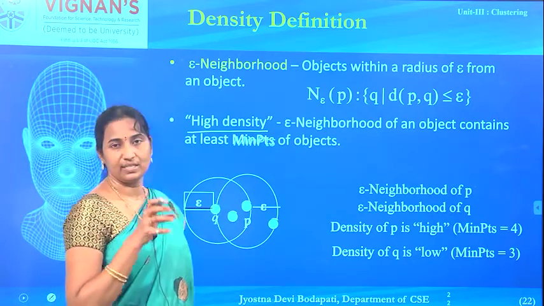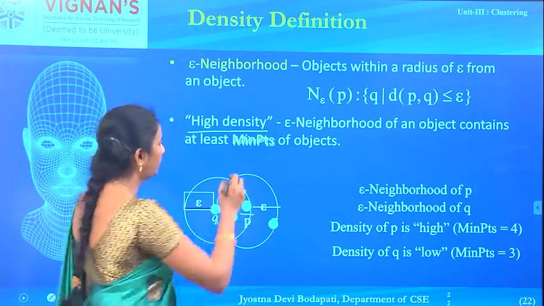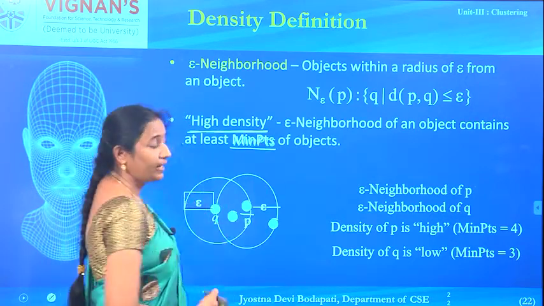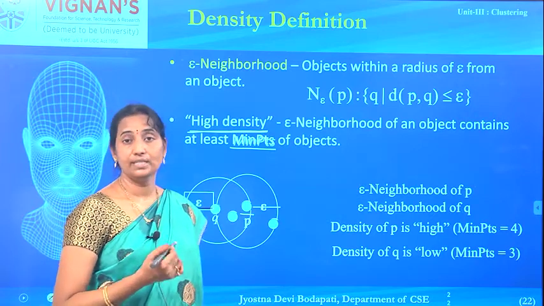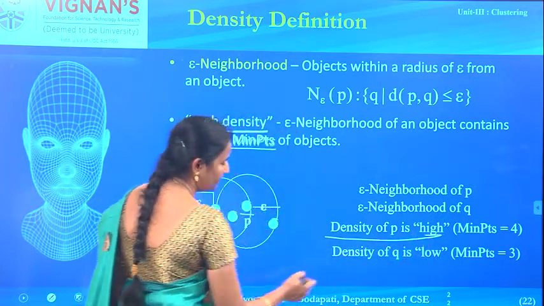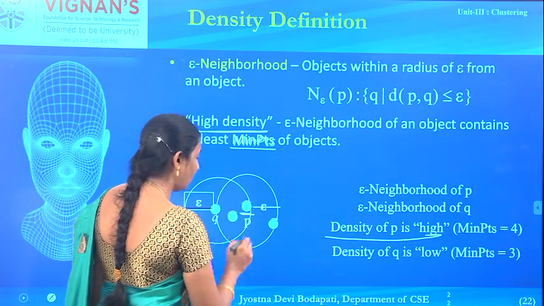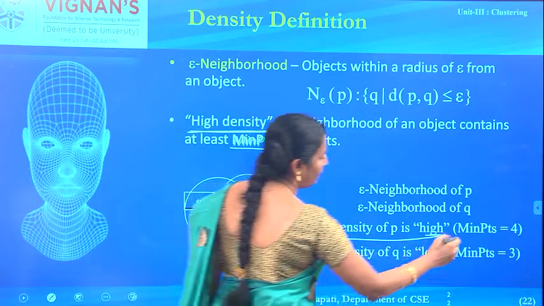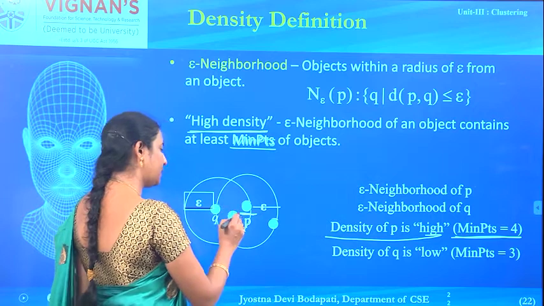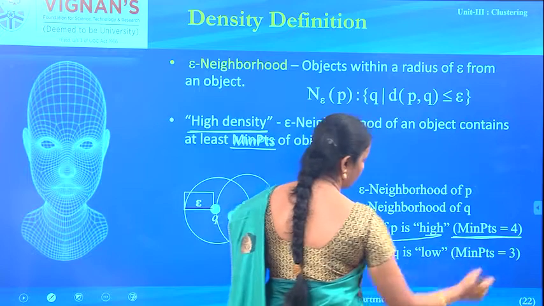And now let's see what high density region is and what low density region is. You can call a region a high density region if the epsilon neighborhood of a point has the minimum number of points within that region. Then you can call it a high density region. And if it is not satisfying that, then you can call it a low density region. Here you can observe that the density of P is high. P is the data object, and the density of the object P is high because the number of minimum points in that region is 4. Observe here, how many nearest neighborhoods are there in the region of P? 1, 2, 3, 4. So the number of minimum points is 4.